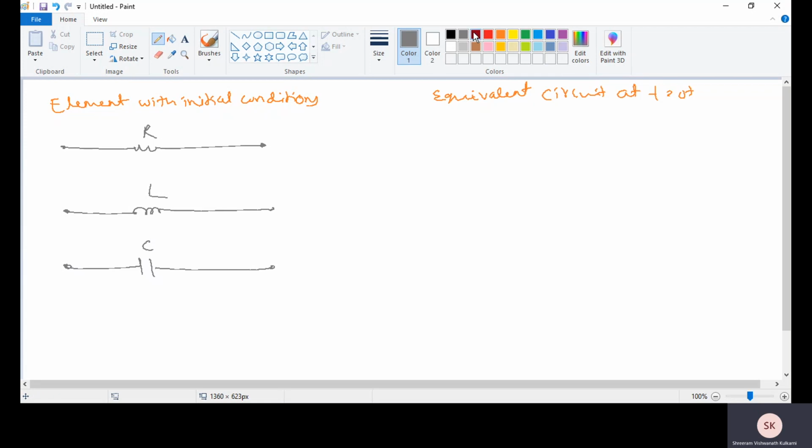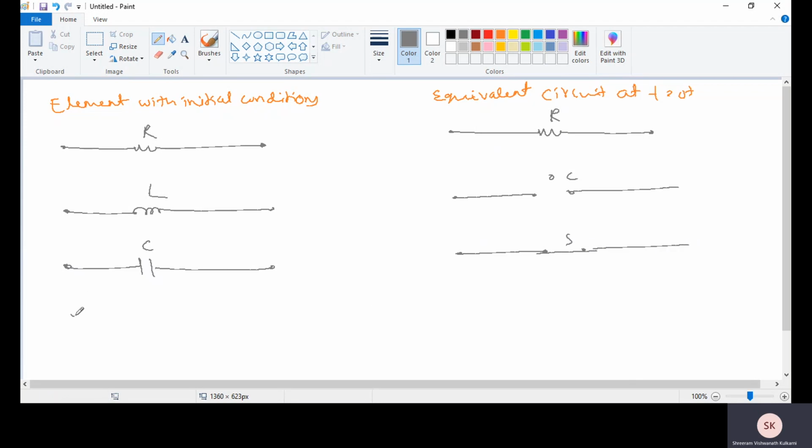See, at t equal to 0 plus, there will be no change. Why? Because the current through the resistance will change instantaneously when we energize. That is, t equal to 0 minus is the same condition as at t equal to 0 plus. And at t equal to 0 plus, the inductor behaves as an open circuit, OC. Okay, and the capacitor behaves as a short circuit, SC.